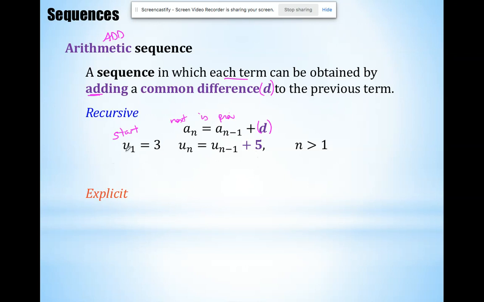So I told you to start at u sub 1 is 3, right? From the previous slide. You get the next term by the previous term plus 5. Use n's greater than 1 because I already gave you 1.